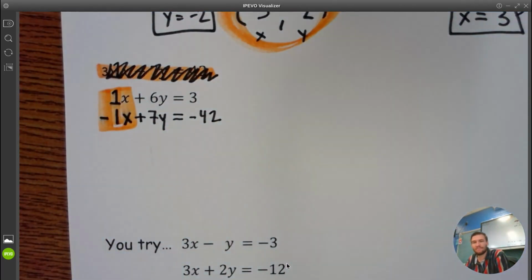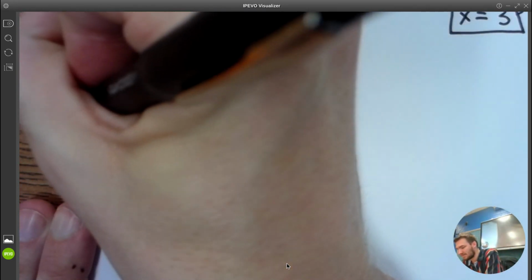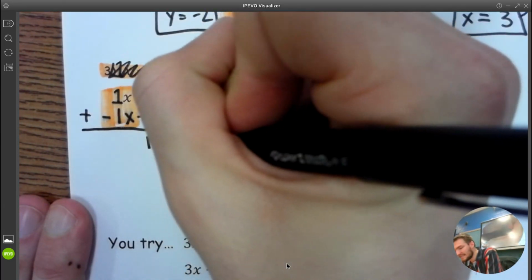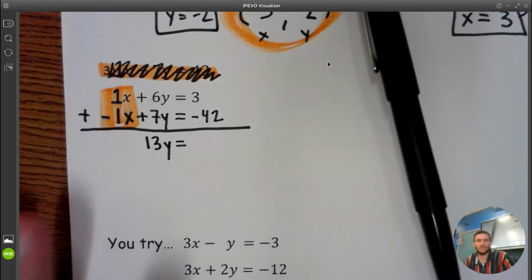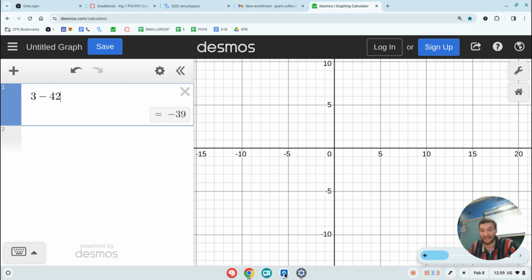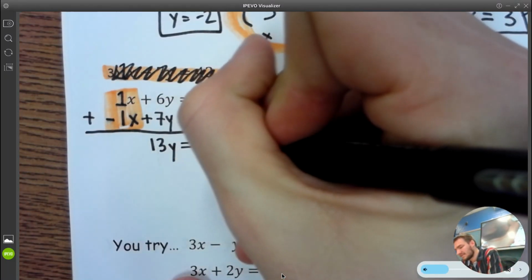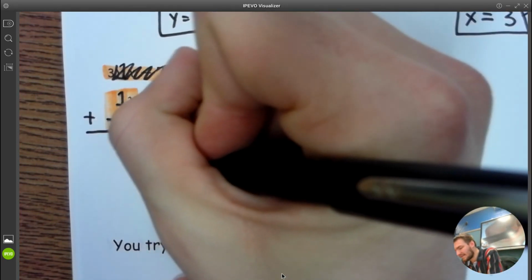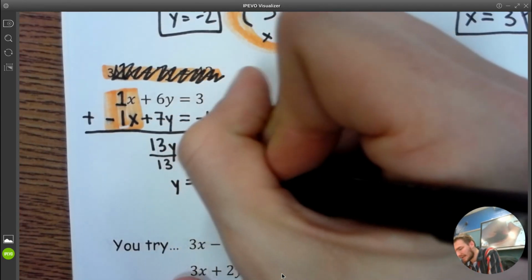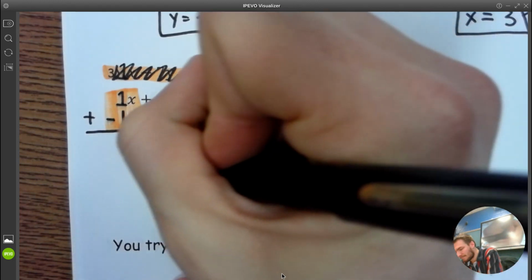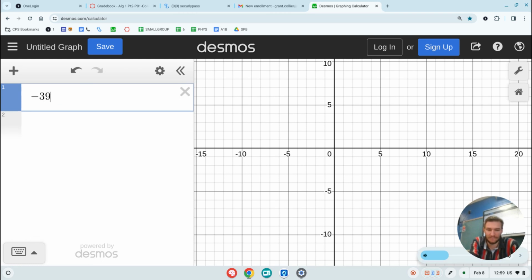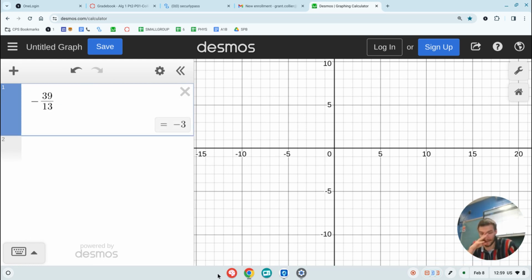These 1's make 0. 1 minus 1 is 0. I hope we're all on the same page there. 6 plus 7 is 13. 3 minus 42, it's a big number. No reason to rush myself. 3 minus 42, -39. And let's do a divide. Y equals -3. Again, I maybe did that one in my head when I should have typed it in and showed you, but -39 divided by 13 is -3.